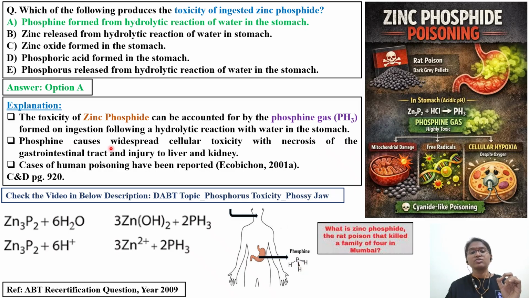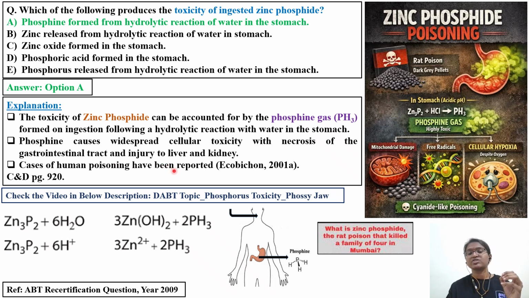Phosphine causes widespread cellular toxicity. Here you can see it causes cellular hypoxia. It will deprive the cells of oxygen. As a result, they undergo necrosis. With necrosis of the GI tract, whatever the stomach lining is there, those cells will die and be injured, and eventually it will also cause toxicity to the liver as well as the kidney.